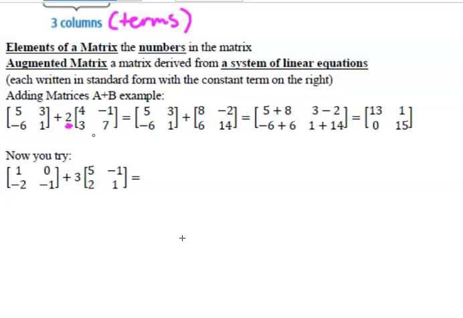If you have a scalar outside, you just multiply all of the elements inside by that scalar on the outside. So 2 times 4 would be 8, 2 times -1 is -2, 2 times 3 is 6, and 2 times 7 would be 14. From there, you would just add the elements that correspond in those same corners. 5 plus 8, 3 plus -2, and so on. And then you would get your final answer right here.